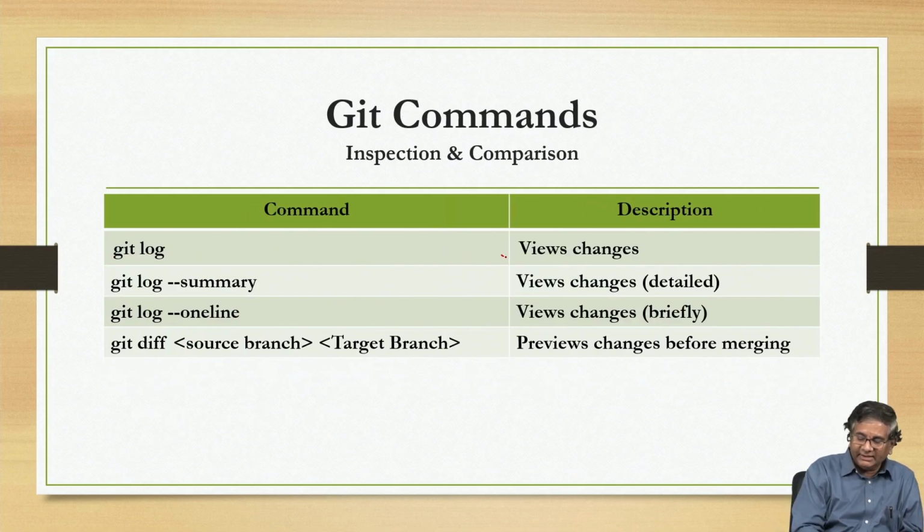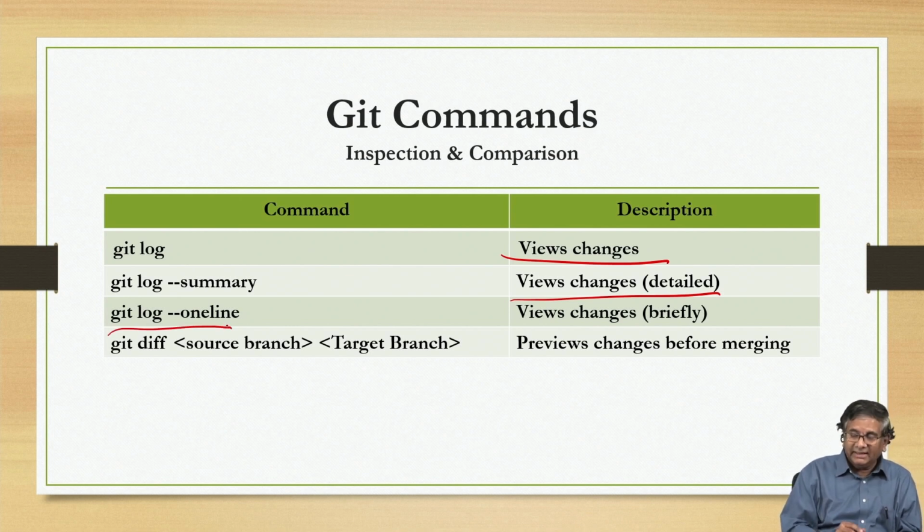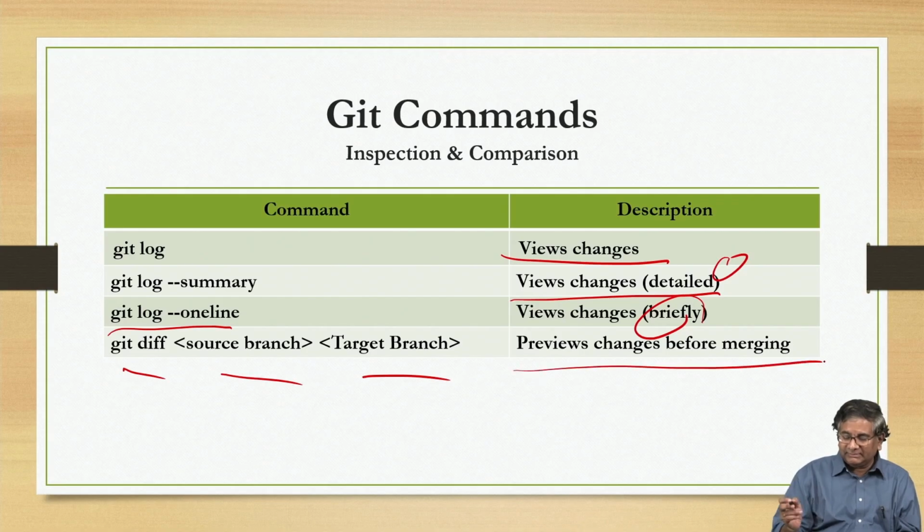Git log views changes. Minus minus summary gives a more detailed way of doing things. Git log minus minus oneline gives the summary in only one line. It's brief, whereas this is more detailed. Git diff source branch shows the previous changes before merging, basically. I think that's pretty much it.